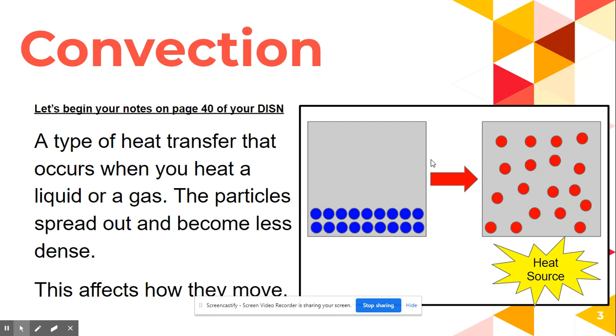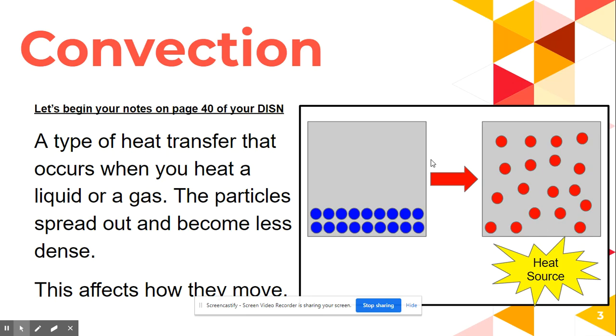So if you look at the picture that I have here, I've got a box that has these blue little circles. Okay, these little circles are just particles in some liquid or gas, it doesn't matter. But if you can tell, they're blue. And blue, generally, you think of cold. So I want you to think of blue as cold and red as warm. Okay? With these particles being cold, they are tightly packed together.